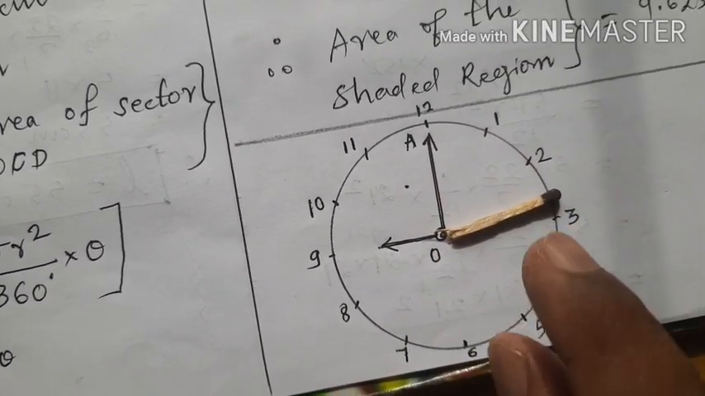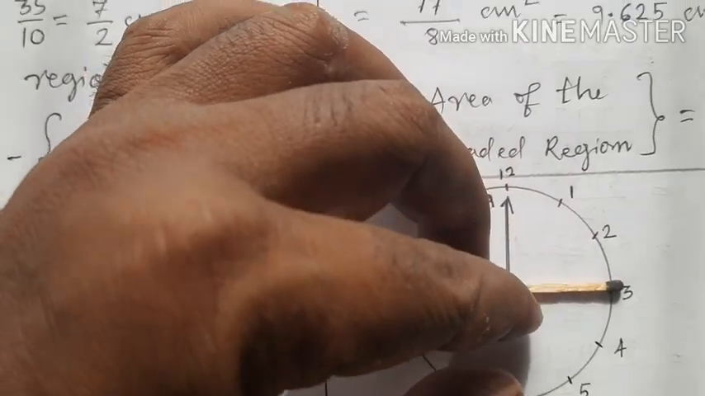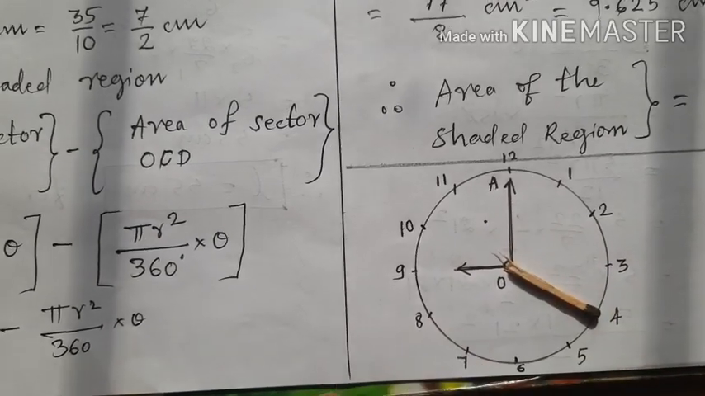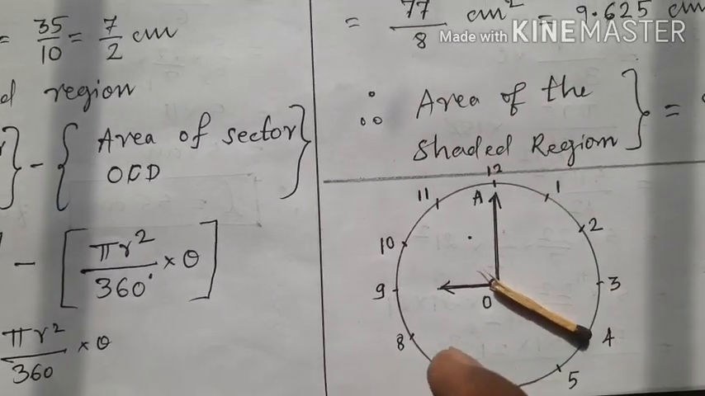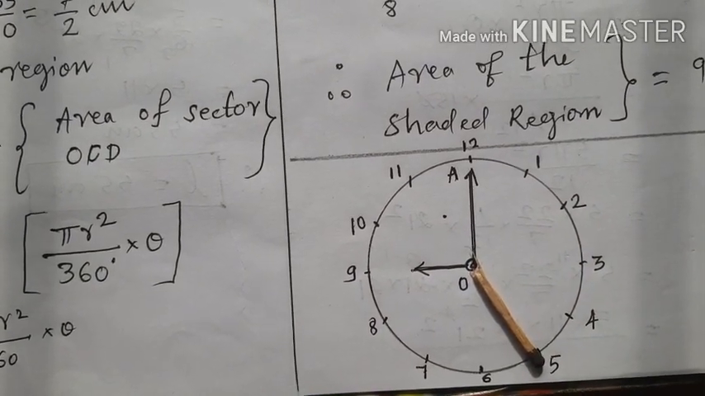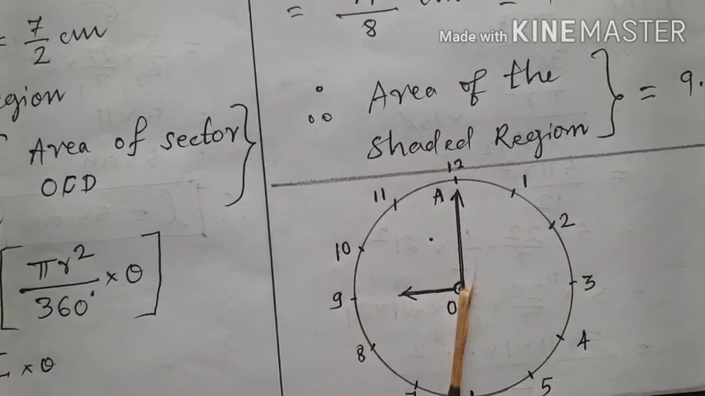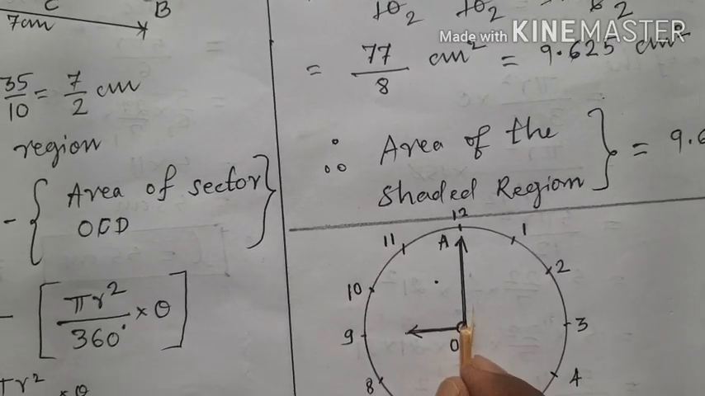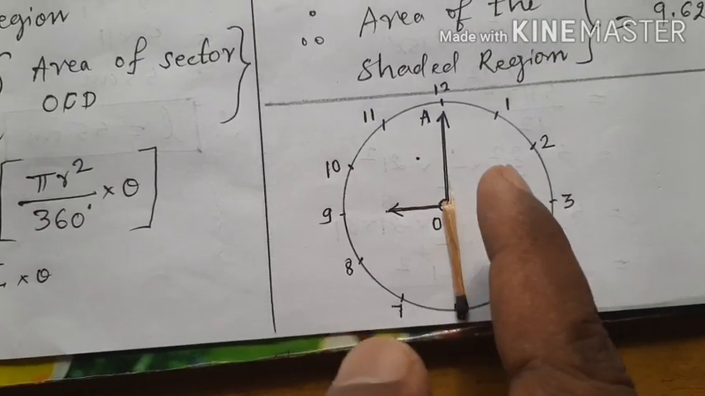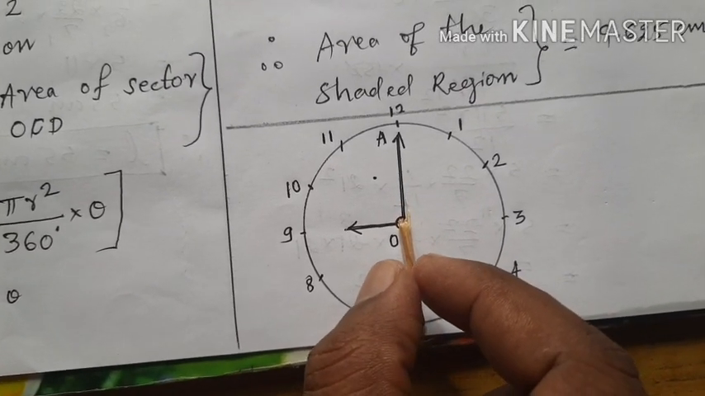Now it is 9:15. Look at the sector angle. Now it is 9:20. Look at the sector angle. It is increasing. And now it is 9:25. Look at the sector angle. And now the time is 9:30. Look at the sector angle. The sector angle is exactly 180 degrees.